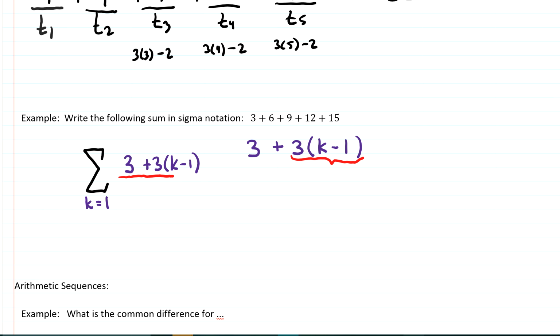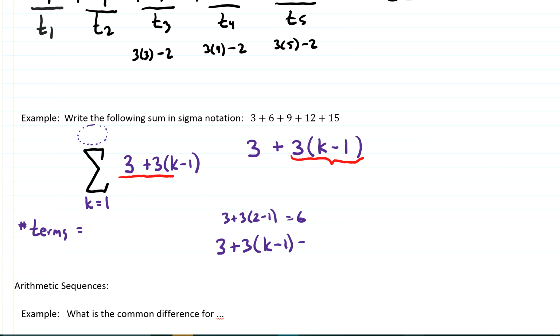Now what I've got to do is figure out what I'm going to put for my upper limit. Like, when would I stop doing this? One way to do this is that there's actually a pattern to figure out the number of terms, and we'll show you the formula after that. But let's just figure out how we can get this without a specific formula yet. So I know that I'm going to be plugging in integers from 1 up. If I plug in 2, I'm going to get 3 plus 3 times 2 minus 1, so that would give me my 6. And if I plugged in a 3, that would work. So what I've got basically is 3 plus 3 times k minus 1.